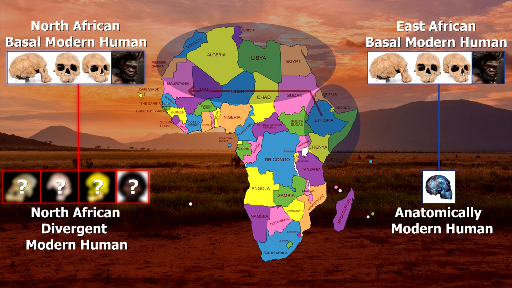Since the anatomically modern human ancestors of West Africans would have had to travel through North Africa to reach West Africa, they would have encountered the North African divergent modern humans, assuming that the latter were not restricted to Morocco. And, as shall be proven, they were indeed not restricted to Morocco, but were spread throughout North Africa.